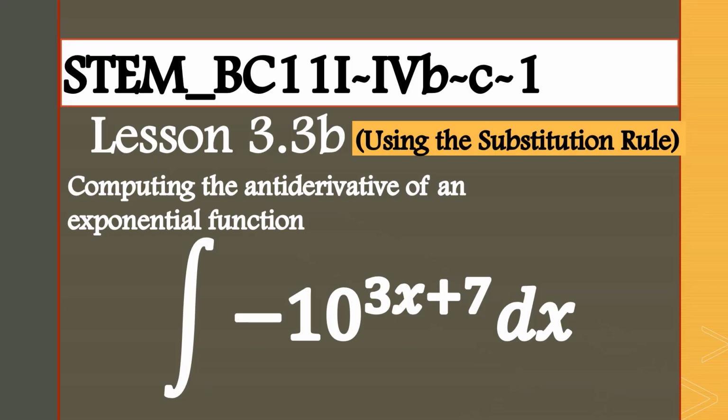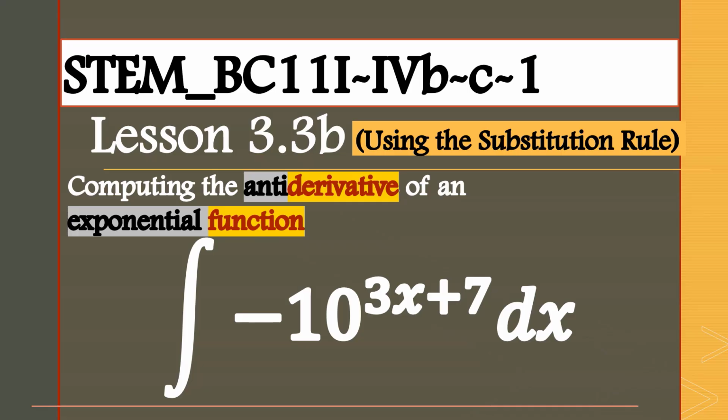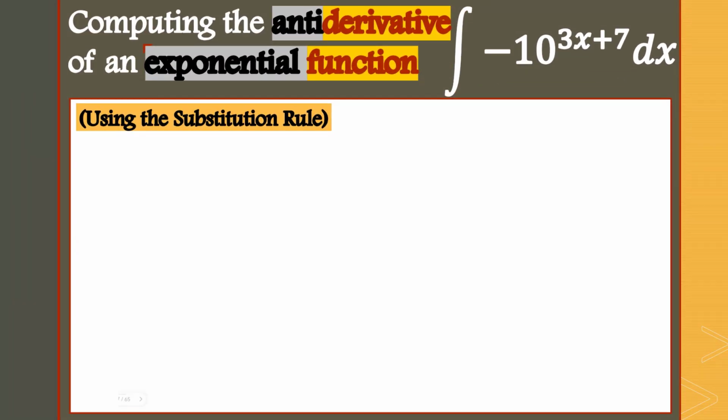Let's compute the antiderivative of this given exponential function using the substitution rule. Now, let's not forget that there are two different rules for antidifferentiation for exponential functions. The first one is when our base is any constant except for e. And of course, the second one is when our base is the exponential e. Now, in this case, our base is obviously a constant.